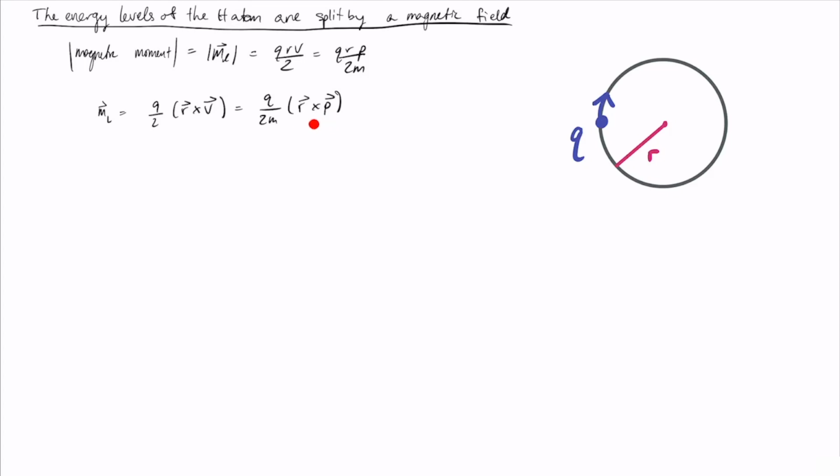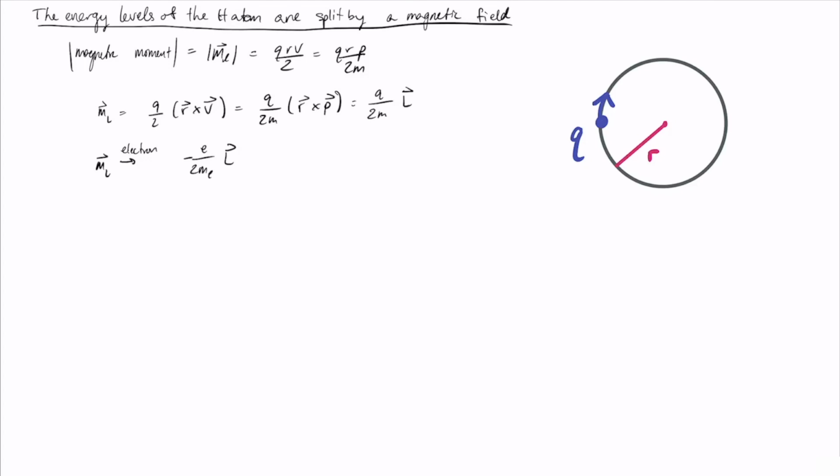Now you might recognize this bit here. This R cross P is actually just the vector notation way of writing the angular momentum. Right, so put another way, this becomes Q over 2m times the angular momentum vector. Right, so this is the classical angular momentum vector, which is just equal to R cross P. So if we take this and we plug in the values for the electron, then that means that the m sub l vector, so the magnetic moment vector for the electron, is equal to minus e over 2m sub e times the angular momentum vector, right? Where minus e is the charge on the particle, and then m sub e is the mass of the electron. So this is a more or less classical expression for the magnetic moment of an electron in motion.